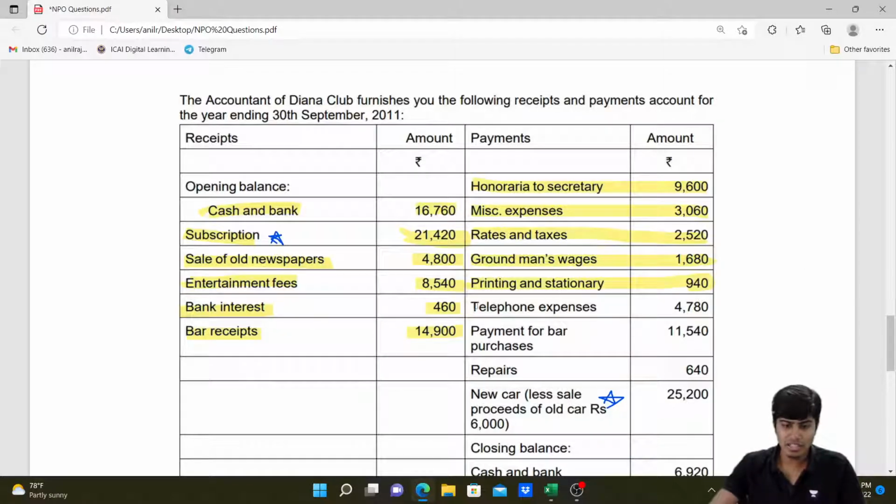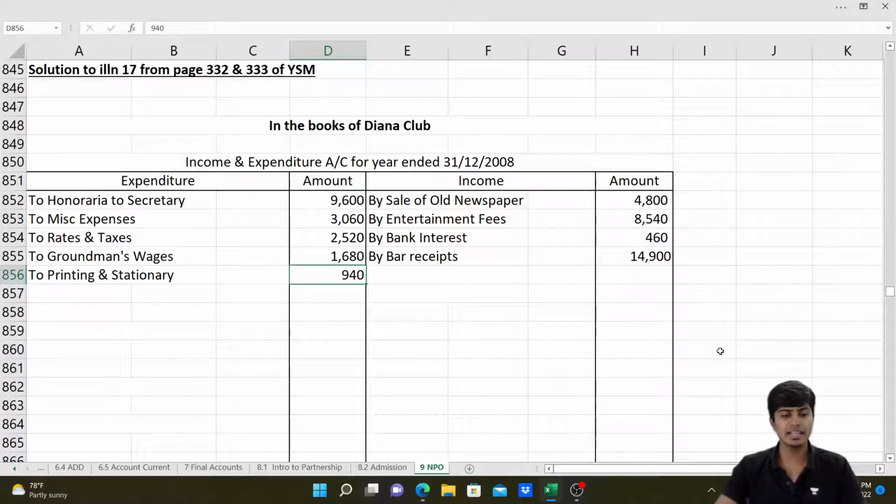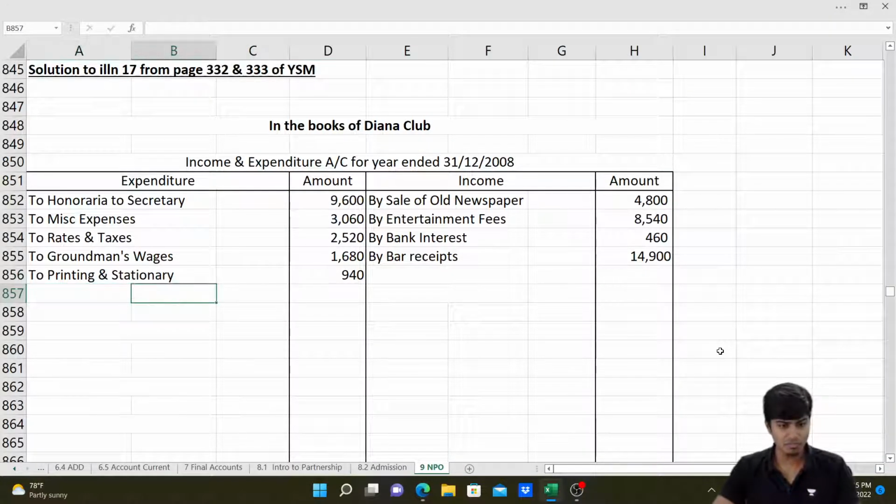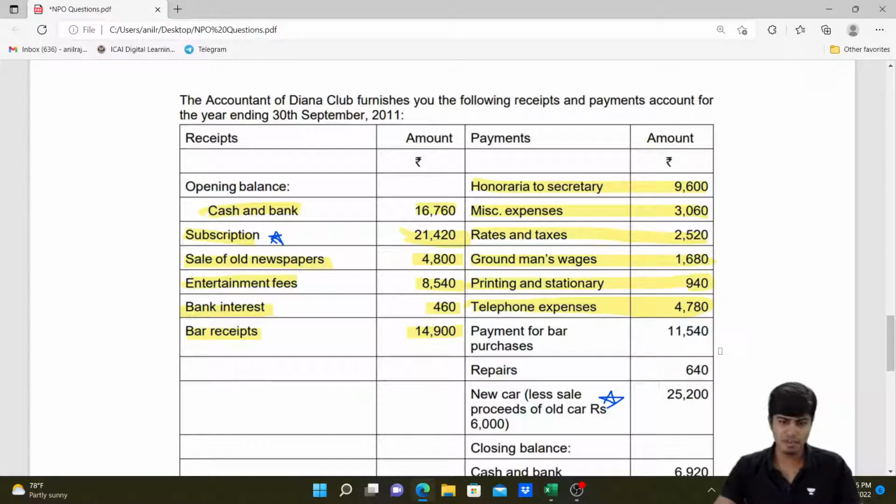Then we have telephone expenses 4,780. Let me write that on the expense side. Telephone charges 4,780. Got it? Yes. What do we have after that? Then we have payments for bar expenses.